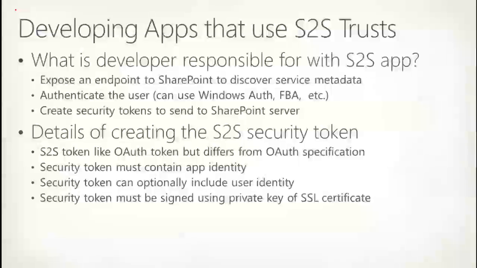Secondly, your app has to authenticate the user, which means that your remote web has to force Windows authentication. And then you have to create security tokens. As I mentioned, S2S tokens are kind of like OAuth tokens, but they're built a totally different way, with what we call a two-legged authentication protocol as opposed to a three-legged one. The security token is required to have the app identity, and you can optionally include the user identity. And then the security token has to be signed with the private key, which means that the remote web needs access to the PFX file at runtime.